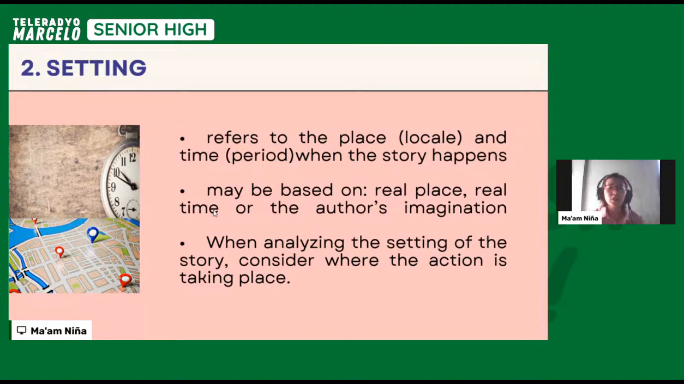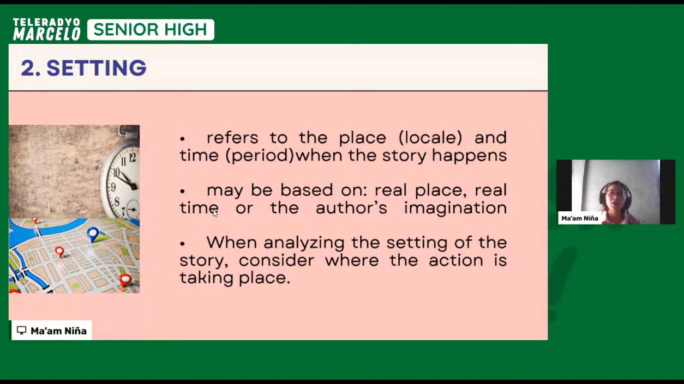So it refers to the place or the time when the story happens. It could be based on a real place, it could also be based on a real time, or it could be the author's imagination. Sometimes there could be stories with different settings. When we analyze the setting of the story, we have to consider where the action is taking place, or where the main events happen, because sometimes we are confused as to where the setting is. So we have to take note of these considerations.